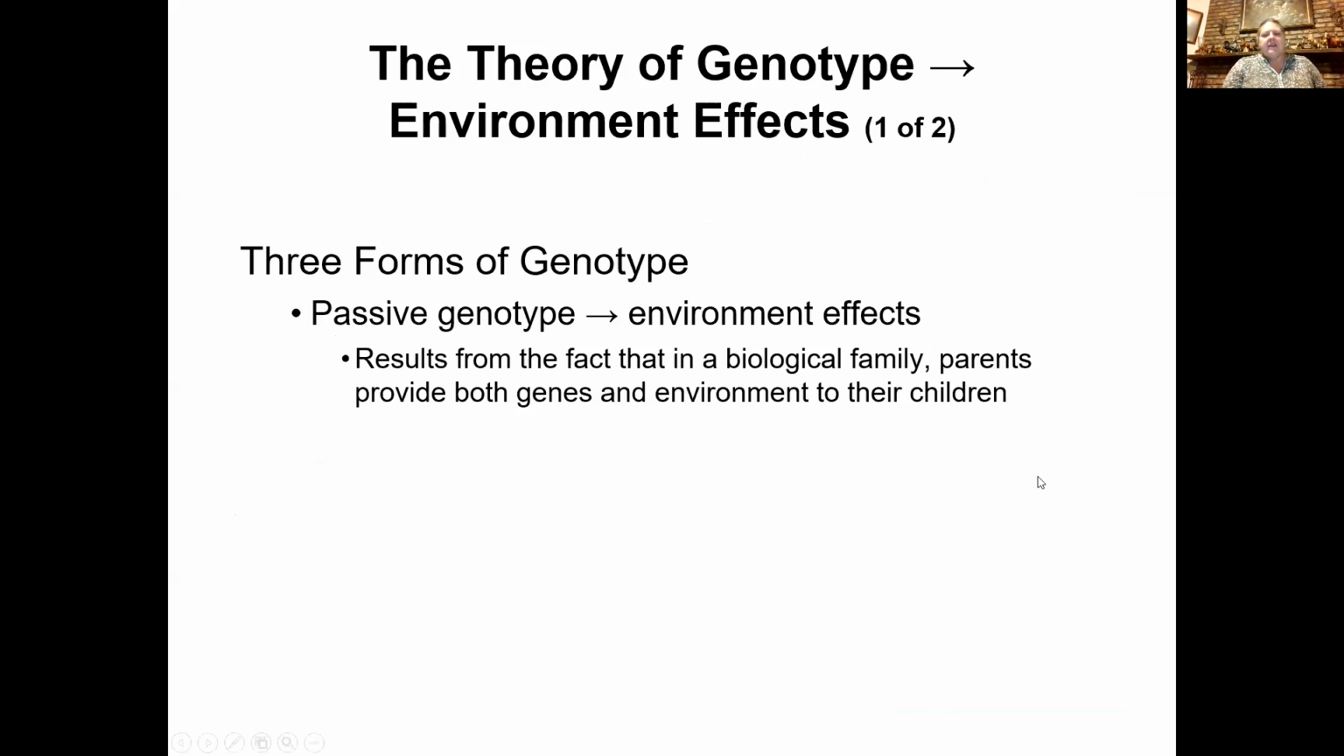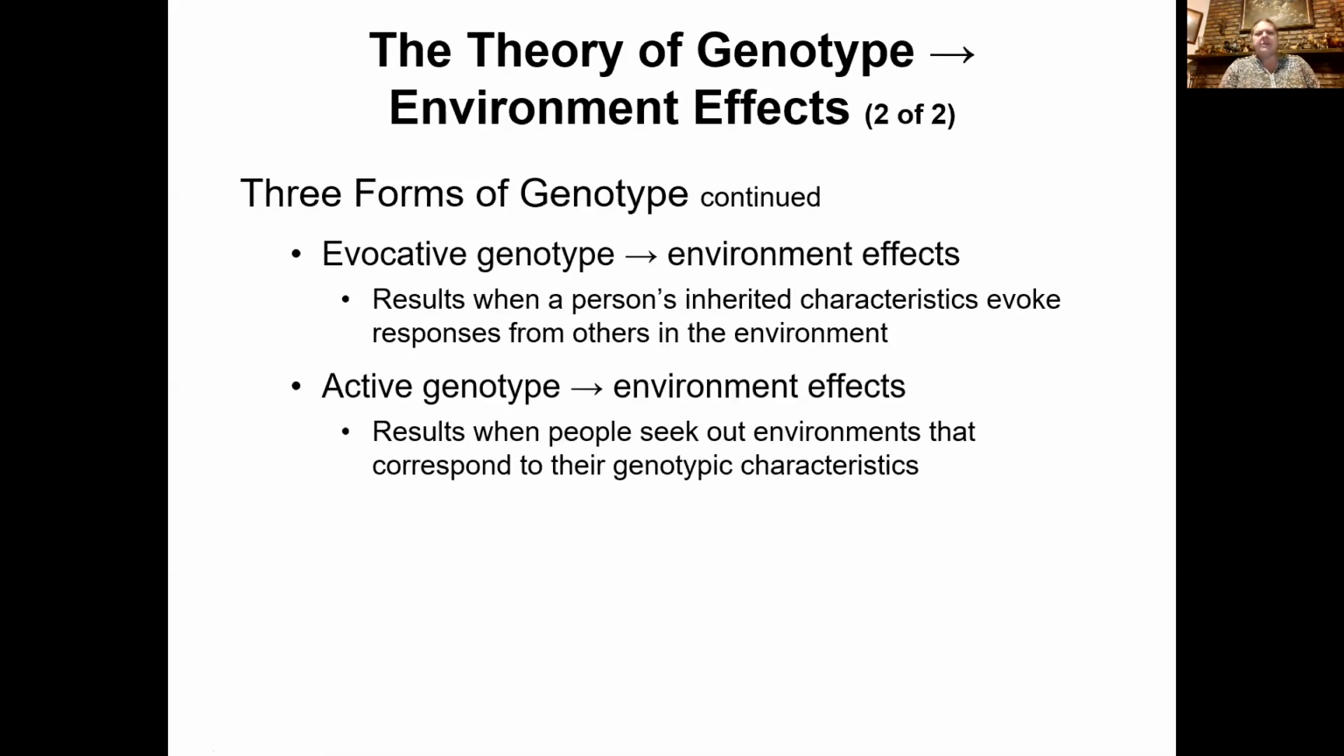This results from the fact that in a biological family, parents provide both genes and environment to their children. So a passive genotype is saying that the way the environment and genes interact is in a passive way, because I've got these particular genes, and my parents, who I share genetic inheritance with, have passed their genes on to me. They're giving me genes and environment. The other two types are evocative and active.